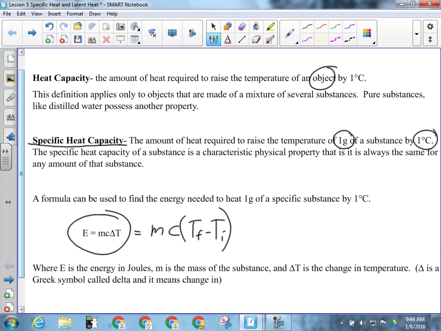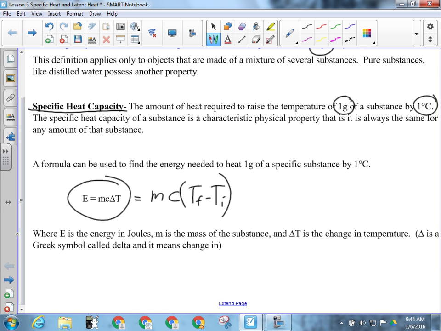Now, manipulating this formula is pretty easy. Everything's multiplied together here, right? So if I want to solve for anything on this side, what do I do with the other two things? Divide them over. If I want to solve for delta T, I divide by mc. If I want to solve for m, I divide by c times delta T. If I want to solve for c, I divide by m delta T. I just bring the other two parts over. So it's really, really easy to manipulate.